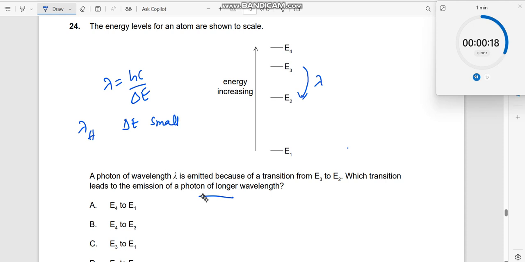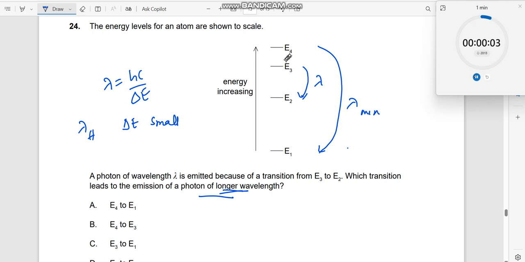What is it that we need here? We need a photon of longer wavelength. So that's what we need. So where do we get delta E smaller? See, here it is larger. So if you look at E4 to E1, it is larger, very high, right? So this will correspond to minimum wavelength.